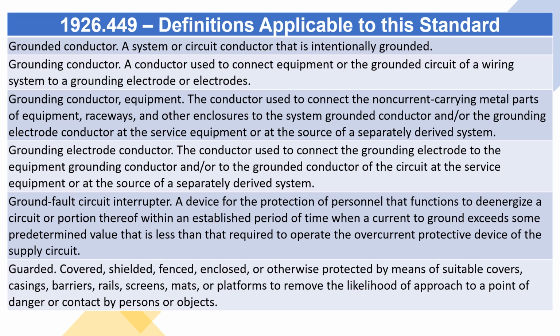Grounding conductor. A conductor used to connect equipment or the grounded circuit of a wiring system to a grounding electrode or electrodes. Grounding conductor, equipment. The conductor used to connect the non-current carrying metal parts of equipment, raceways, and other enclosures to the system grounded conductor and/or the grounding electrode conductor at the service equipment or at the source of a separately derived system.